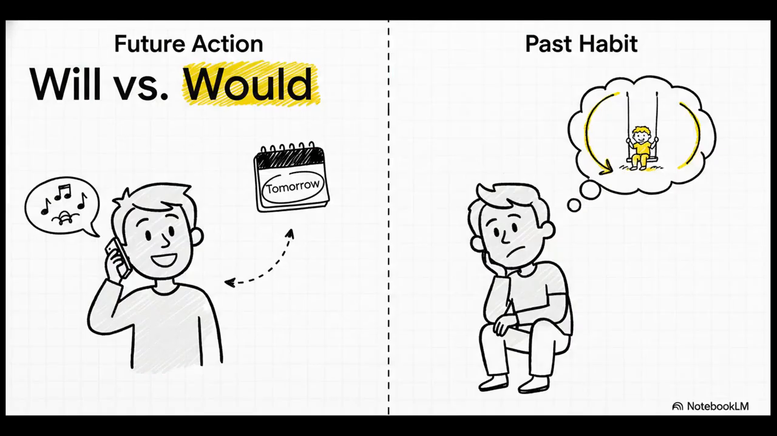And, of course, the main job of will is talking about the future. I will call you tomorrow. Simple. But would has this other cool job. It can describe habits in the past. Like, when I was a kid, I would play outside all day. It paints a picture of something you used to do over and over.